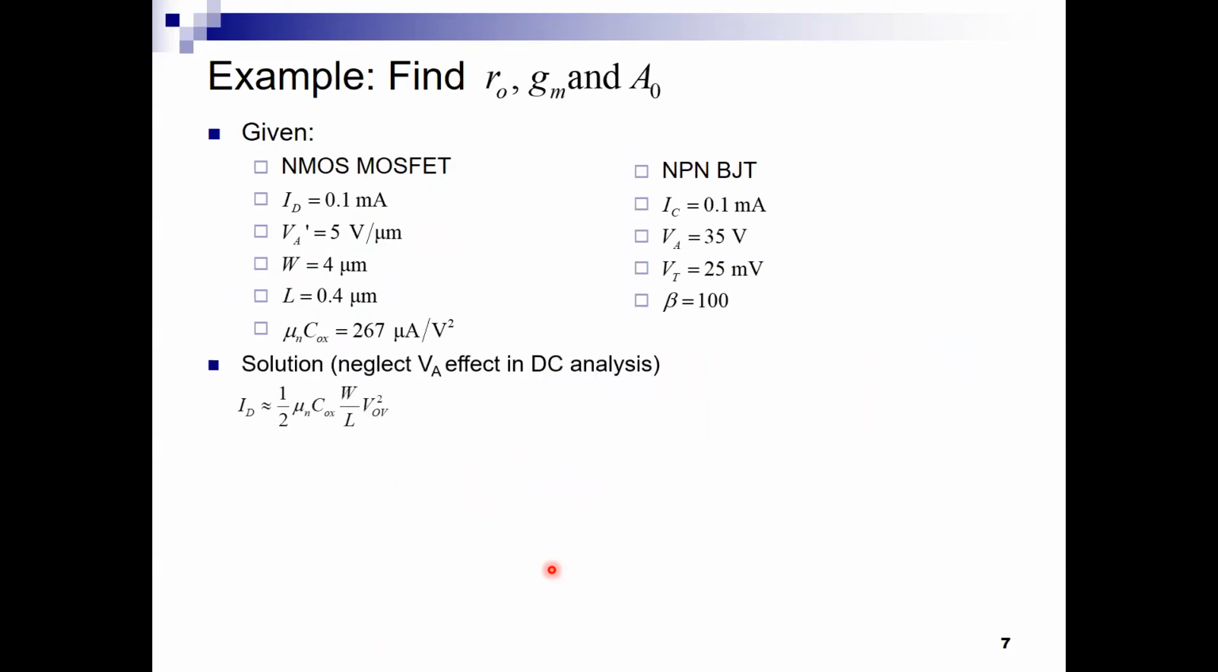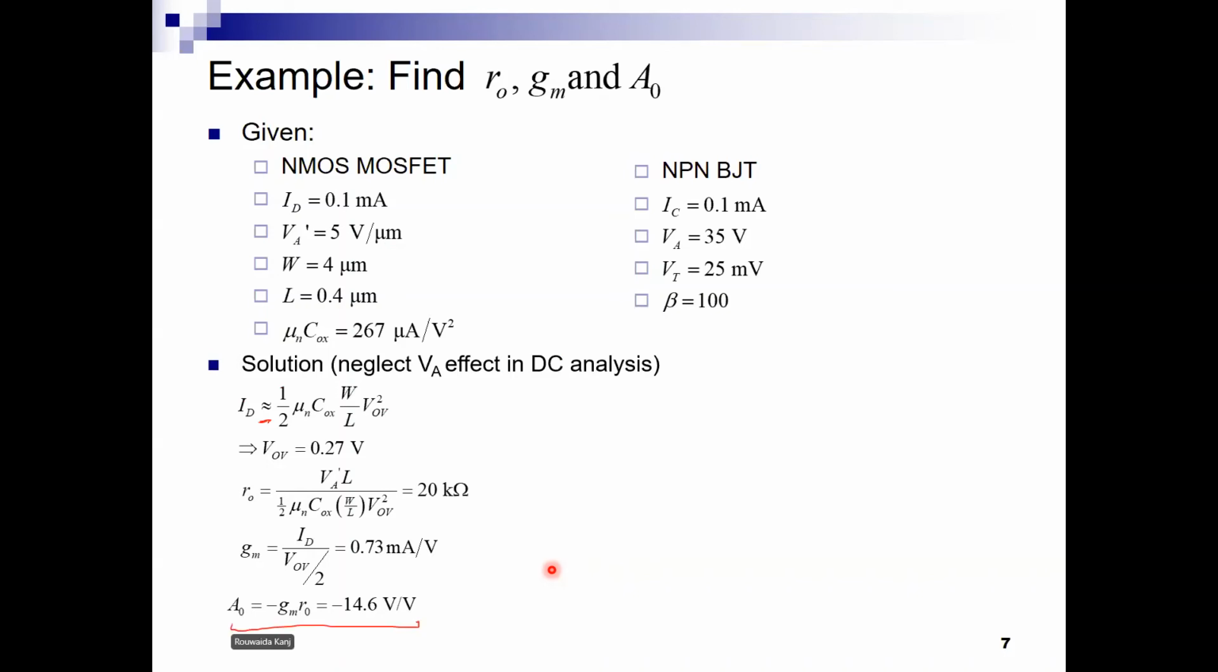So for the MOSFET, the current is approximately, you see the approximation here because we ignored the channel length modulation in the DC. I found VOV. Then we said, let me use this VOV to derive my RO. And we found the GM. And from this, we found what AO, which is minus GM RO, is equal to.